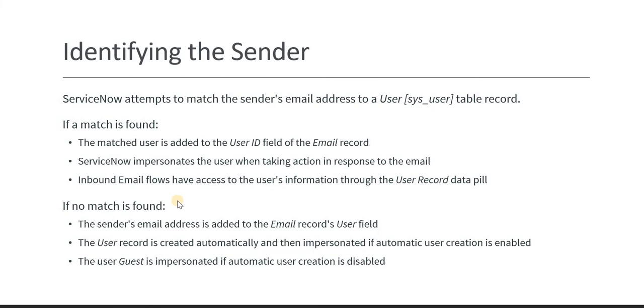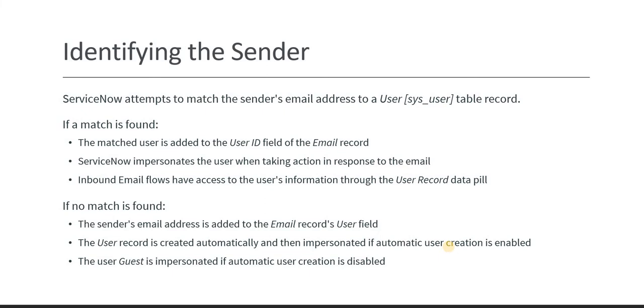Next is if no match is found. So for example, if an email has been received from an unidentified user, then the sender's email is added to the email's user field. So there is a field on sys_email that will be added there. And then it says here the user record is created automatically and then impersonated if automatic user creation is enabled.